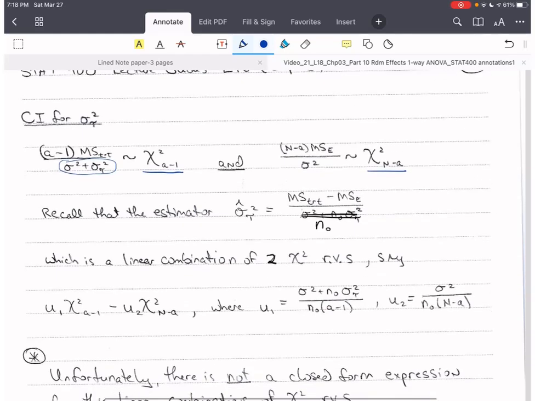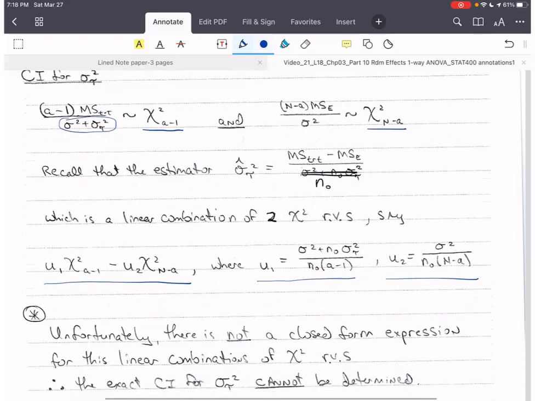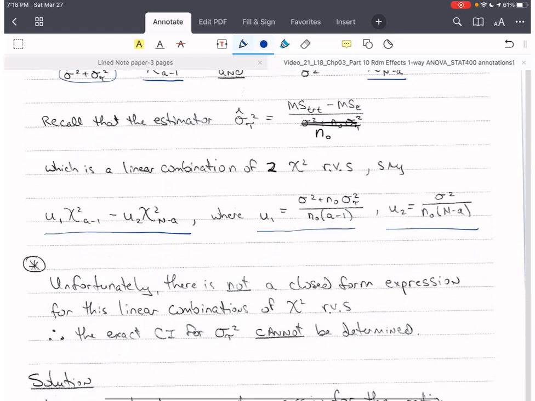And this is a linear combination of 2 chi-squared random variables. And we could say that this is u1 times chi-squared a minus 1 minus u2 chi-squared n minus a degrees of freedom. And if we do the algebra, we'll find that u1 is sigma squared plus n naught sigma tau squared over n naught a minus 1, and u2 is equal to sigma squared over n naught times n minus a. But we have an issue. We cannot get this in a closed form expression.